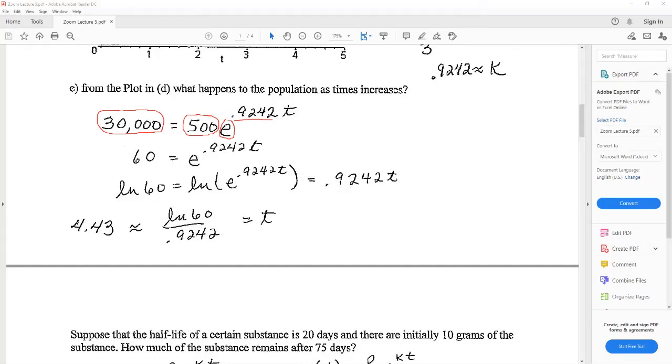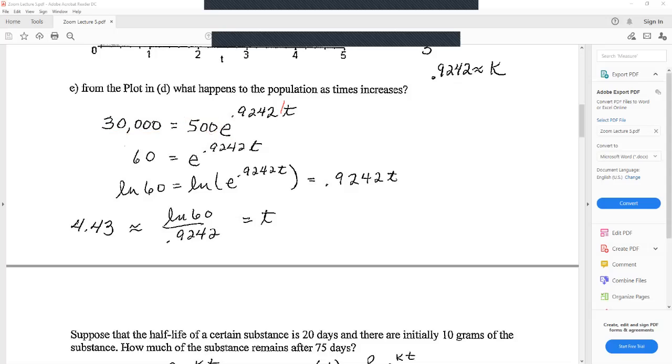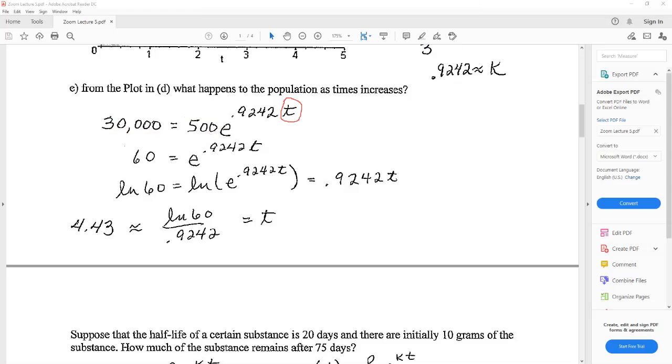Why did I put 30,000 on the left side? Because the problem is asking how long will it take for the population to grow to 30,000? The only thing that's not known is exactly what they're asking for, the time that it takes to do that. So the time it takes to reach 30,000 is what I'm solving for. I started off with 500. e is a constant number. All I have to do now is divide both sides by 500.